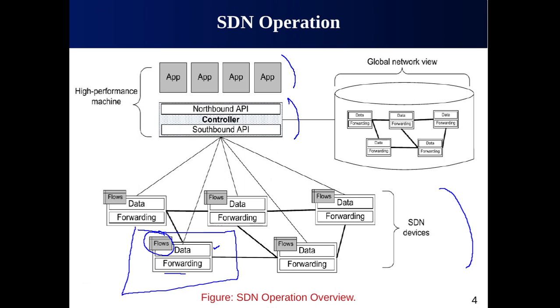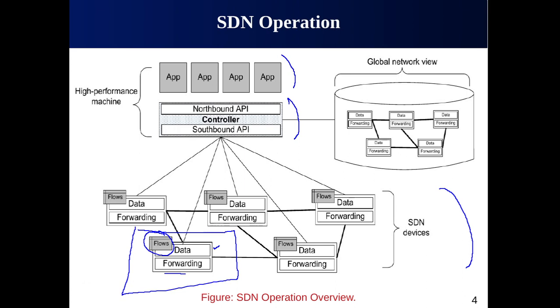Okay, so we also know that we have the flow tables that actually reside on these network devices. Besides the forwarding functions and data in the form of flows, the flow table contains a series of flow entries and also the actions that need to be performed when a packet matching that flow arrives at the device.